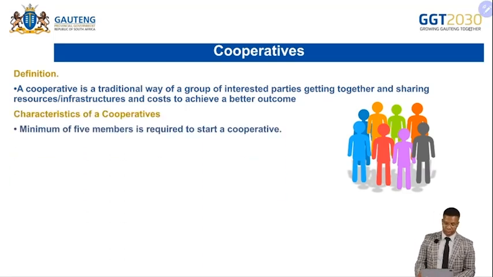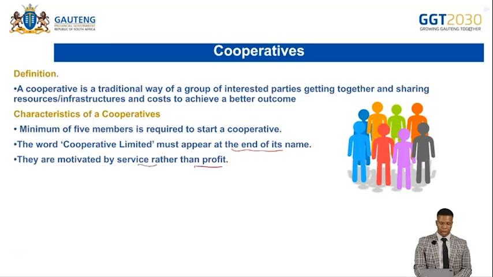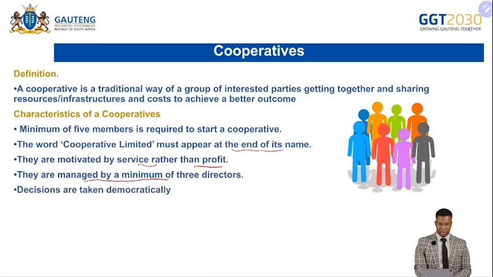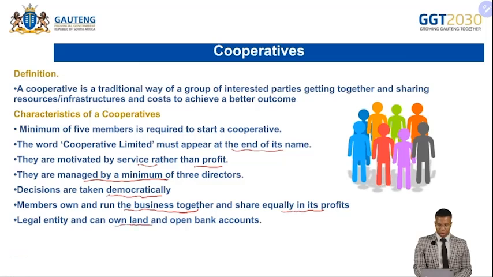The characteristics: they need to have a minimum of 5 members to start a cooperative, and the word "cooperative limited" must appear at the end of its name. They are motivated by service rather than profit, and they are managed by a minimum of 3 directors. Decisions are taken democratically. Members own and run the business together and share equally in its profits. It is a legal entity, and it can own land and open bank accounts.